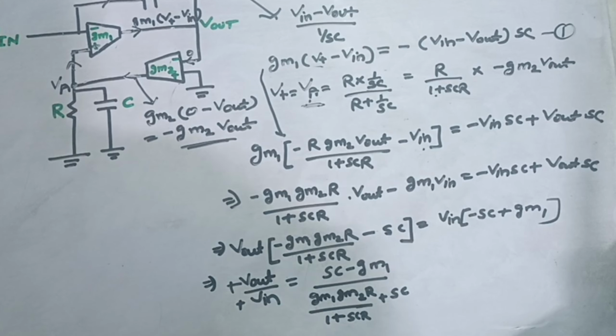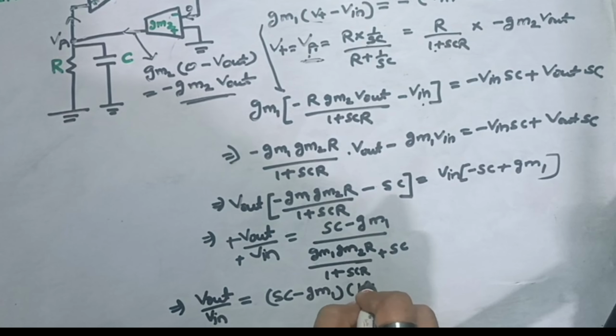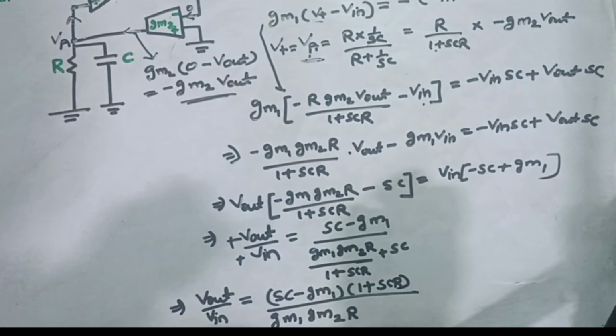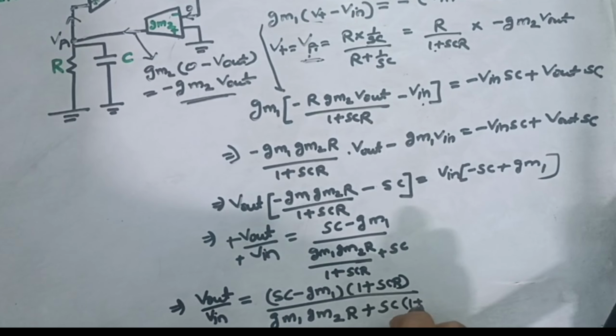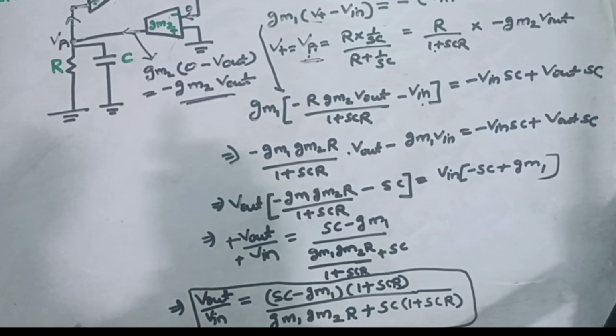I can simplify it further. So we will get Vout upon Vin is equal to (SC minus Gm1) into (1 plus SCR), and at the denominator we will get Gm1 Gm2 R plus SC into (1 plus SCR). So this is the value of the transfer function which we will get for this circuit which was given here.